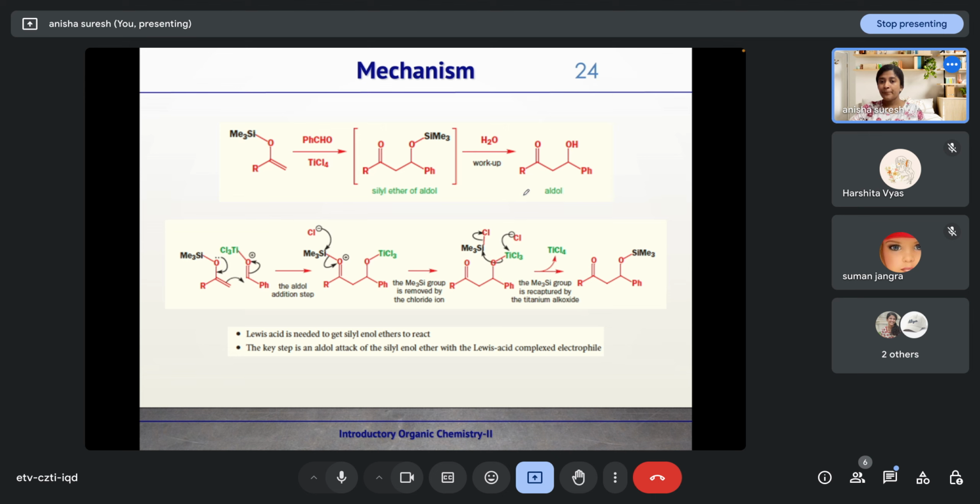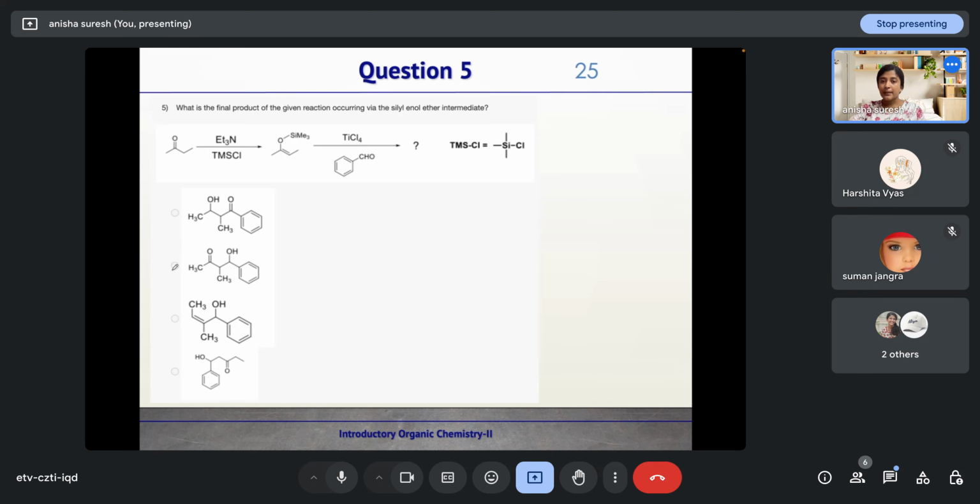Okay, and we have seen that if we are not using this TiCl4, these silyl enol ethers will not react. And the key step is an aldol attack of the silyl enol ether with the Lewis acid complex electrophile. So this is the key step of this reaction. So as you have told, the major product that we are getting is option B. Is the mechanism clear?